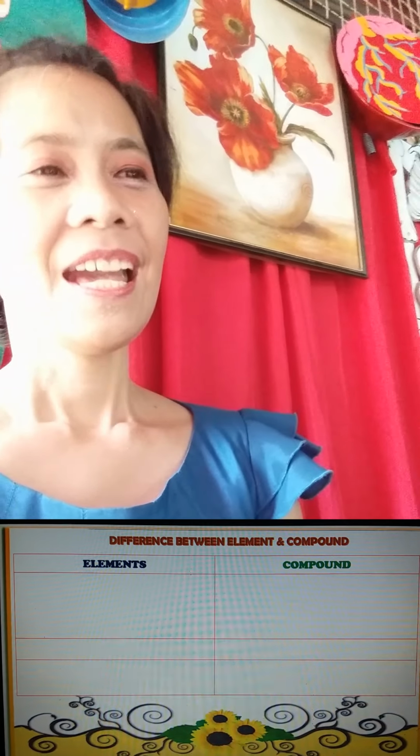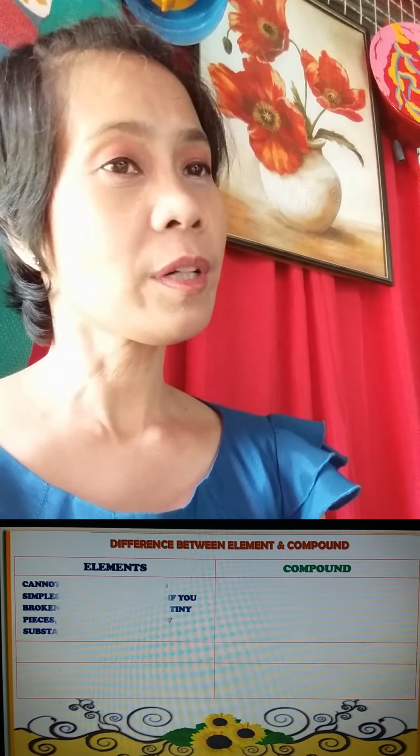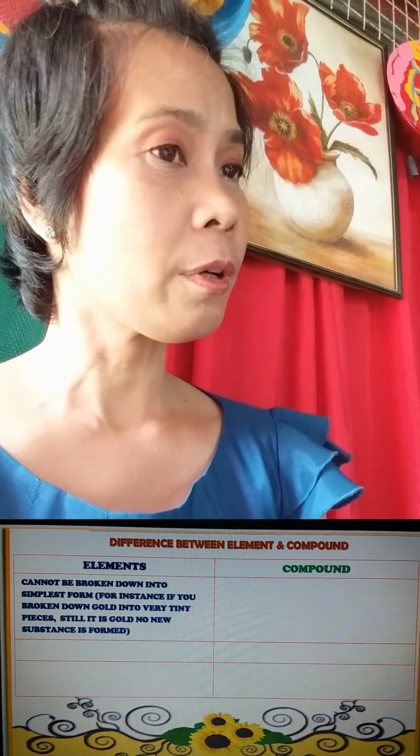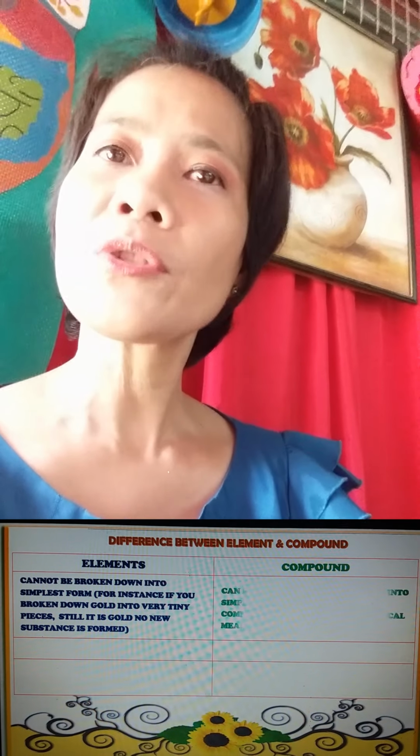Come on, class. Let us differentiate elements from compounds. An element cannot be broken down into a simpler form. For instance, if you break down gold into very tiny pieces, still it is gold. No new substance is formed. While a compound can be broken down or separated into simpler forms, the elements that combined can be separated by chemical means.